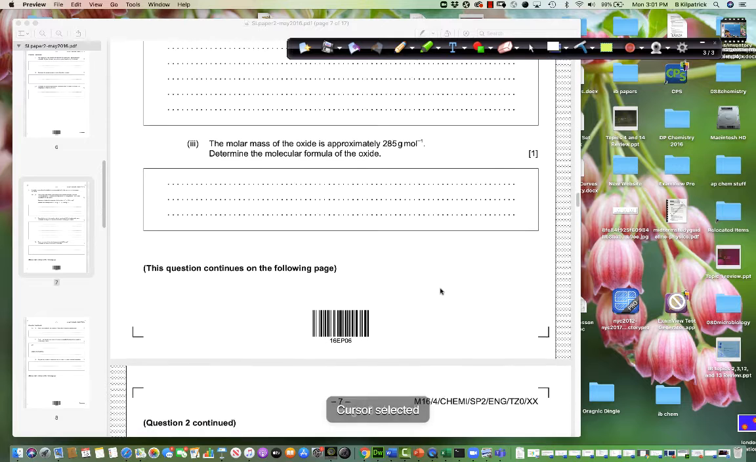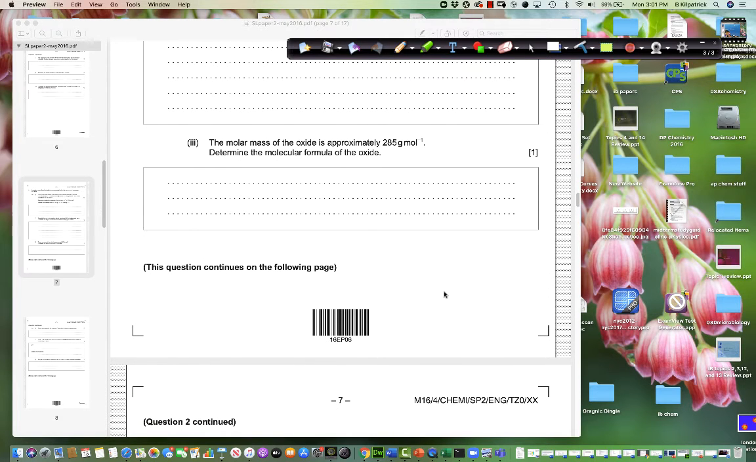All right, so the molar mass of the oxide is 285. What's the molecular formula? To do this, you need to compare the mass of the P2O5 with the mass that's given, so it's 285. How many times bigger is this versus this? Well, the molar mass of this is going to be equal to 141.94, okay? That's 2 phosphorus plus 5 oxygen atoms.